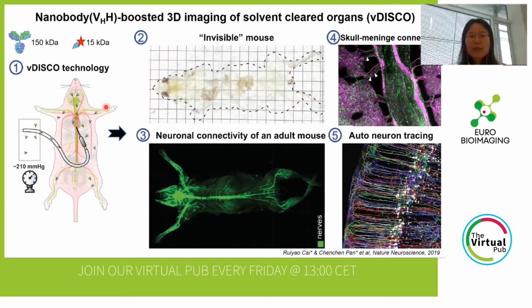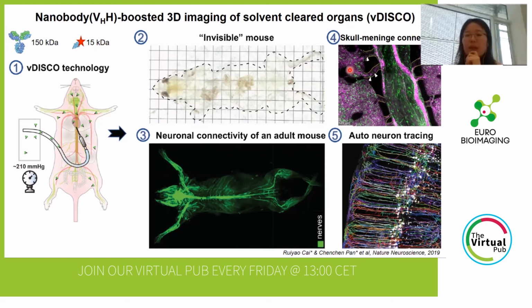Also, because the nanobody is conjugated to very stable and bright chemical dyes, compared to the transgenic fluorescent protein, the signal is much more stable and much brighter. So the signal to background contrast becomes very high. Using this method, we generated the neuron connectivity of an adult mouse. This is from the Thy1-GFP-M mouse, in which a subtype of the neurons expresses GFP.